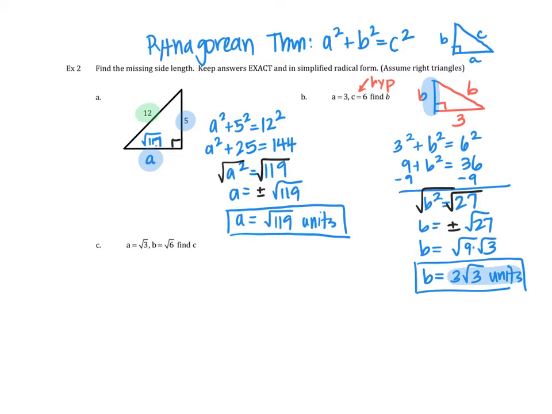Okay, so I want you to try C. Set up your diagram because I don't see one, so label it correctly with A, B, and C. Try the Pythagorean theorem, and then we'll go from there. Unpause the video when you're ready to check your solution.